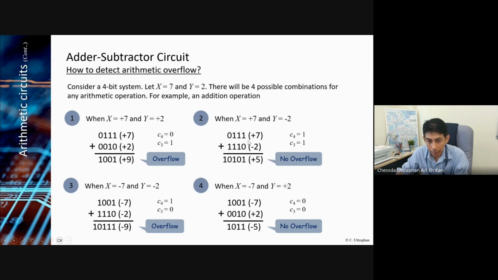Okay, and we do the same operation. And when we add, we have plus 5. This is no overflow at all, right? So when C4 equals 1, C3 equals 1, in this case, no overflow.